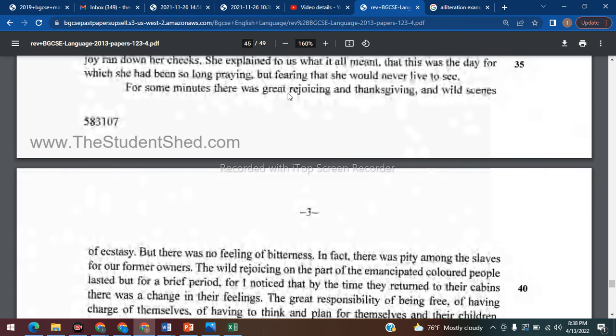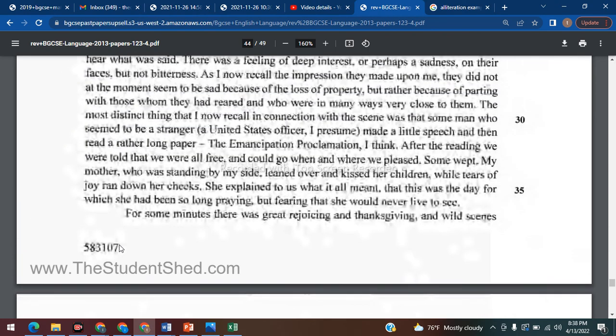For some minutes there was great what? Rejoicing and thanksgiving and wild scenes of ecstasy. So right there he's establishing a mood for the reader. How would the reader feel? Happy, glad, that they are finally free. This is also good. The author is so good, man.